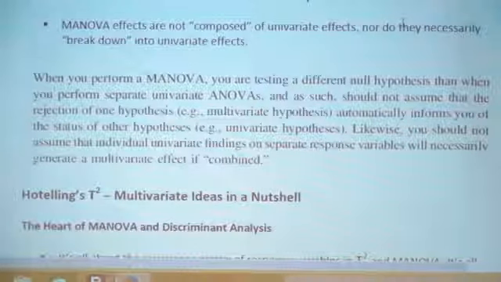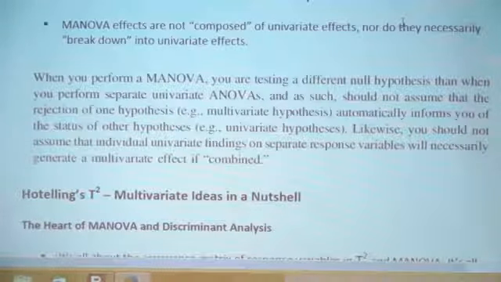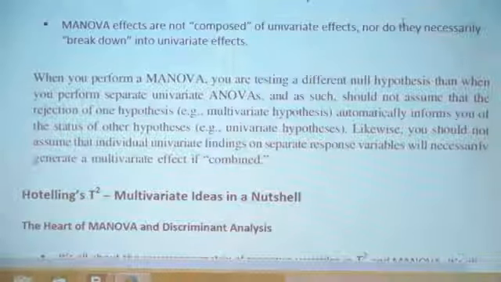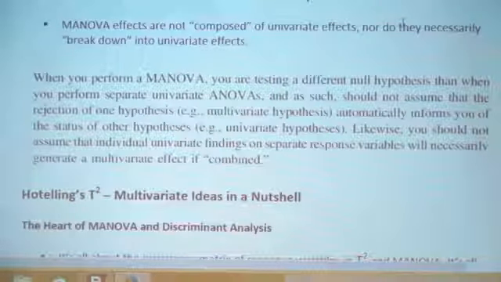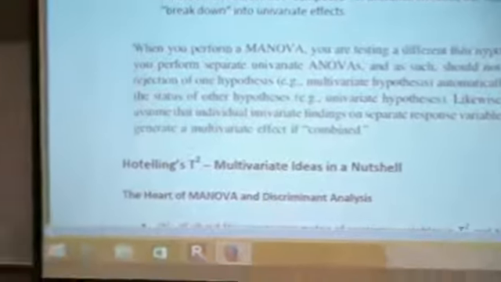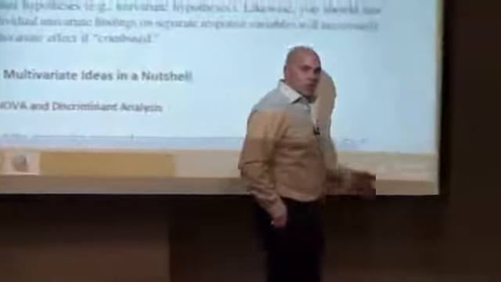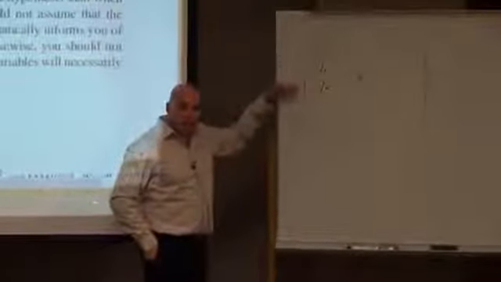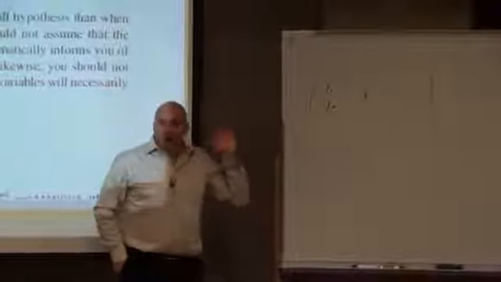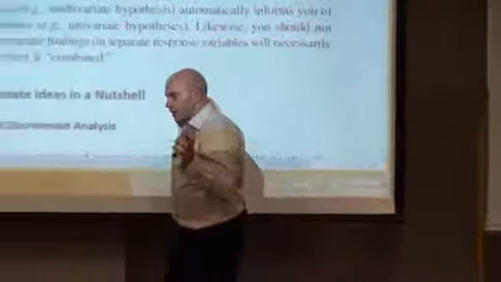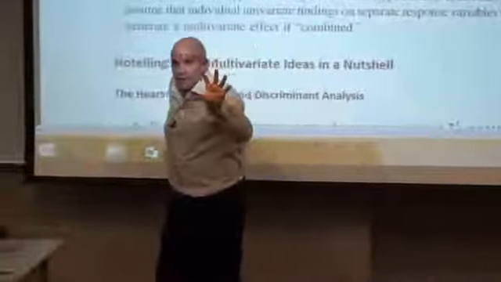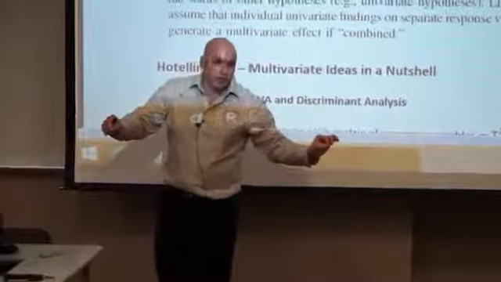Likewise, you should not assume that individual univariate findings on separate response variables will necessarily generate a multivariate effect if combined. There's something known as Rayle's paradox in there, saying that you can reject multivariately but fail to reject univariately, and vice versa can work as well. So we have to get out of this thinking of talking about the multivariate effect as decomposable into univariate effects.